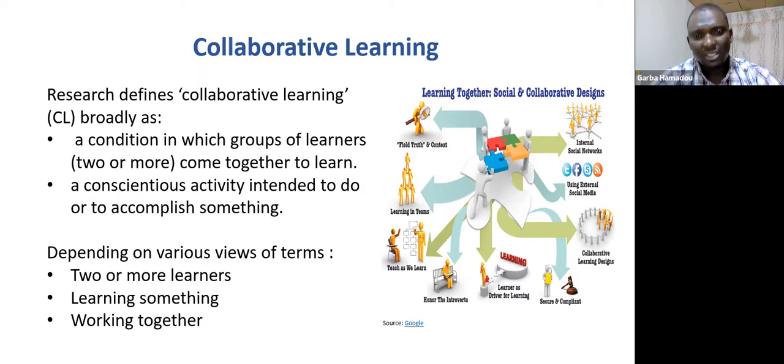This definition was broadly defined depending on the following three terms. Two or more. What do we mean by two or more? It can be a group of two or three students, it can be a society of 100 people, or it can be more than that. Learning something is to engage, to learn a class material, or to share experience regarding a research point. Coming together means they can be face to face, or they can be on a platform, or whatever it may be.